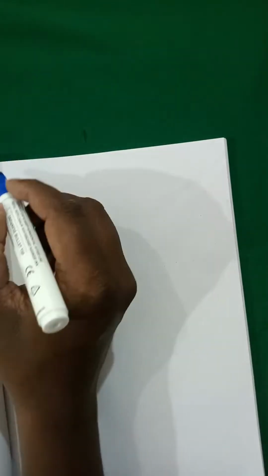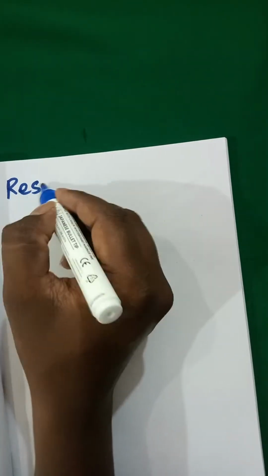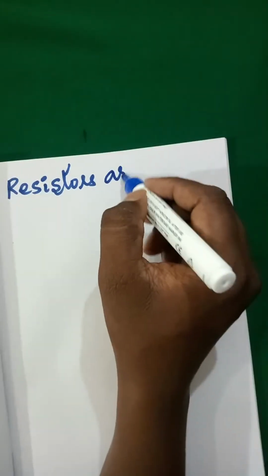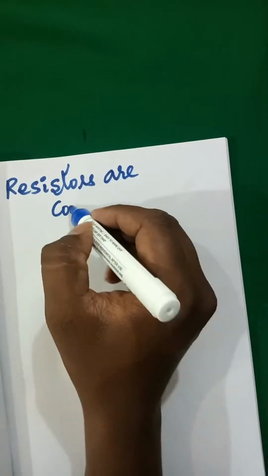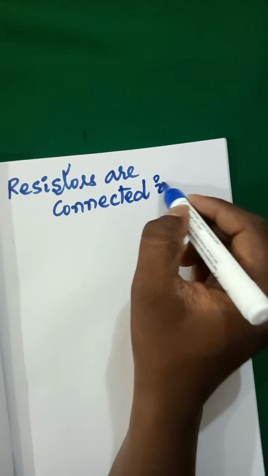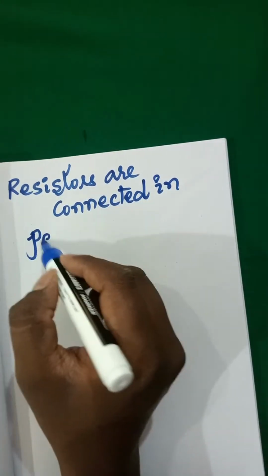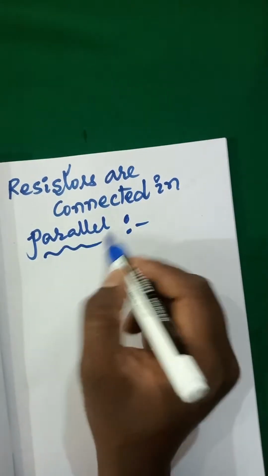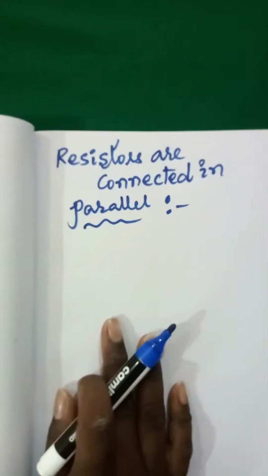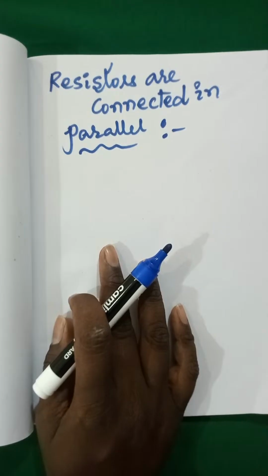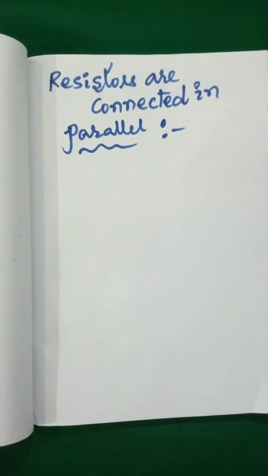Now we can take here resistors are connected in parallel. So you can take parallel combination. Okay, resistors are connected in parallel combination. So now you can see I'm taking now.